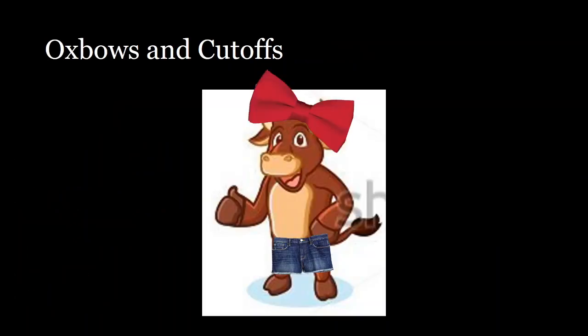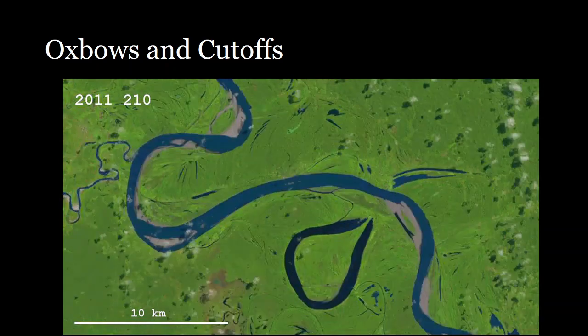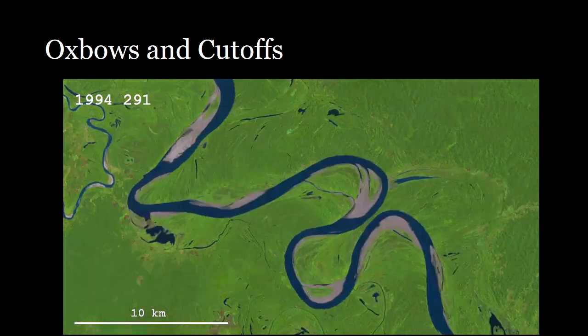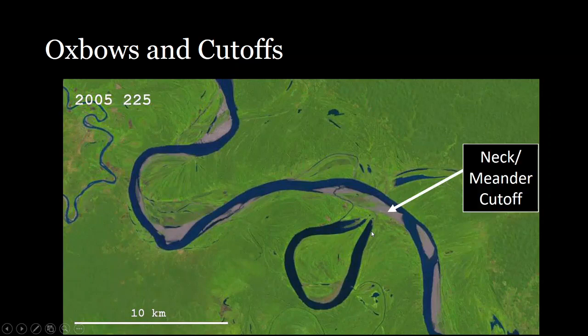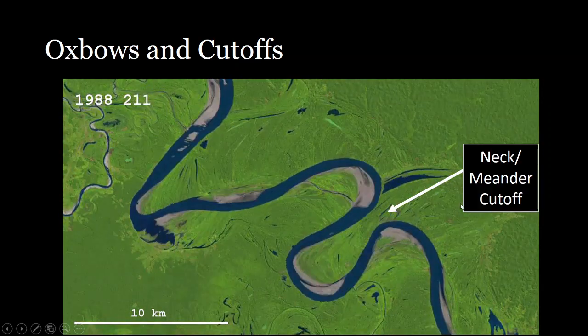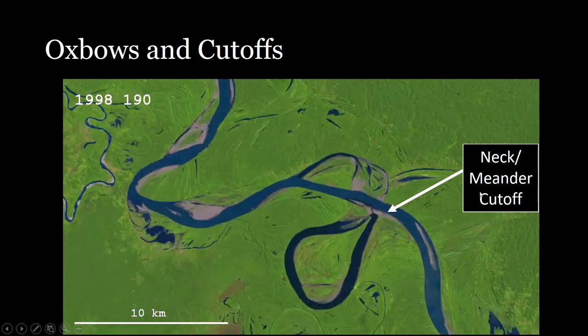Next, let's talk about oxbows and cutoffs. So, not just cows and genes, but in their relation to rivers. So an oxbow lake forms whenever you have a cutoff that forms in the meander.